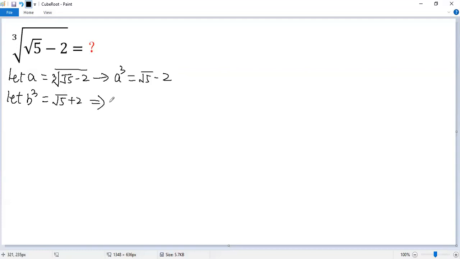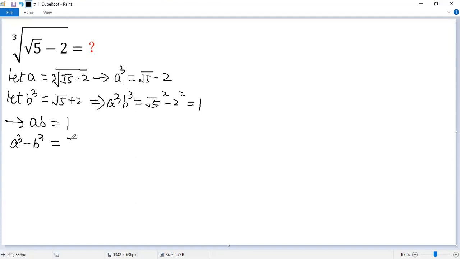So you see A cubed times B cubed equals square root of 5 squared minus 2 squared, right? Which is 1. Taking cubic root for both sides, so we get A times B equals 1. Because we have two variables A and B, we need another equation. Let's consider A cubed minus B cubed.